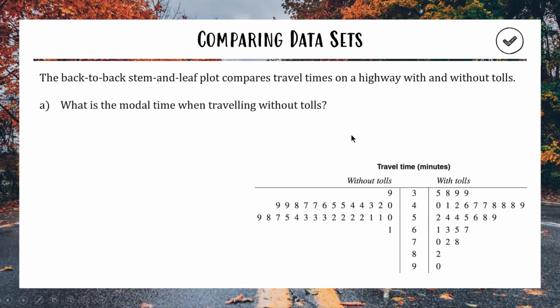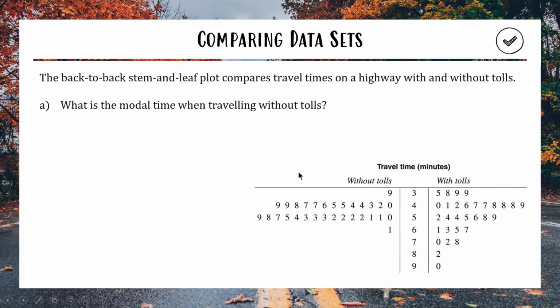To start off with, we're going to calculate or figure out what the modal time is when we're traveling with tolls. So modal time means we are finding the mode of the data set. We're looking at the traveling time with tolls. Sorry, without tolls, so the left-hand data set.